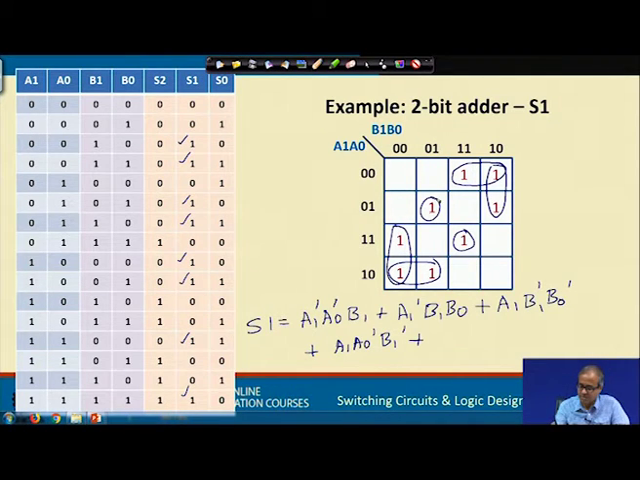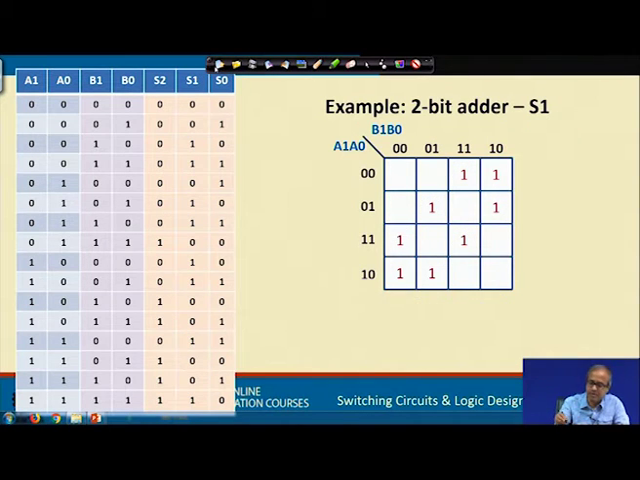And the two isolated ones. This one will be 0 1 0 1, which means A1 dash A0 B1 dash B0, and the last one will be 1 1 1 1, which is A1 A0 B1 B0. So, you see this expression is a little more complex, but this is the minimum form. You cannot minimize it any further. Okay. All right.